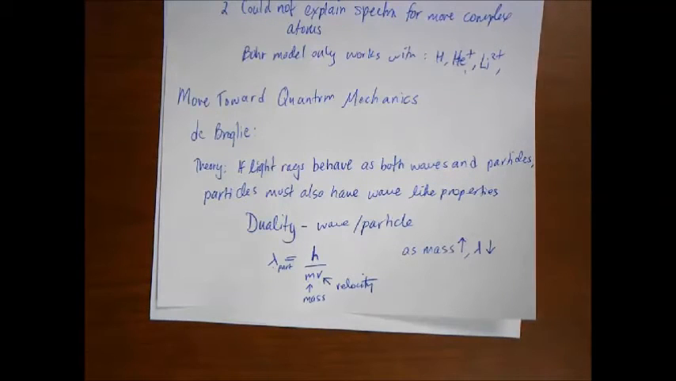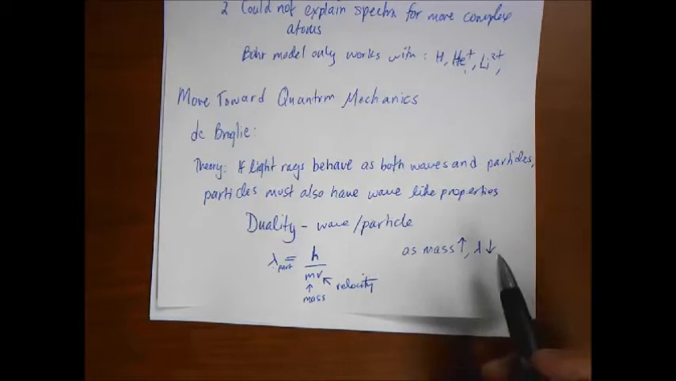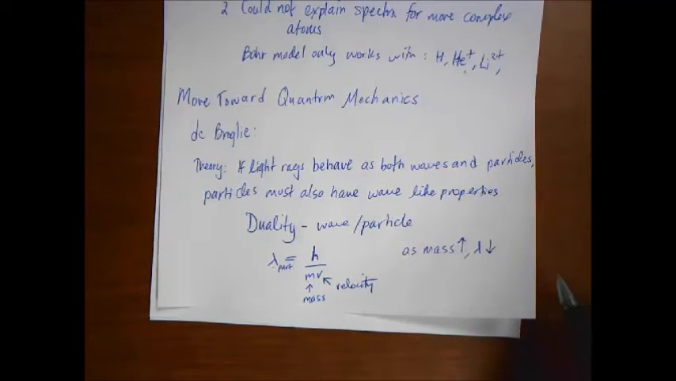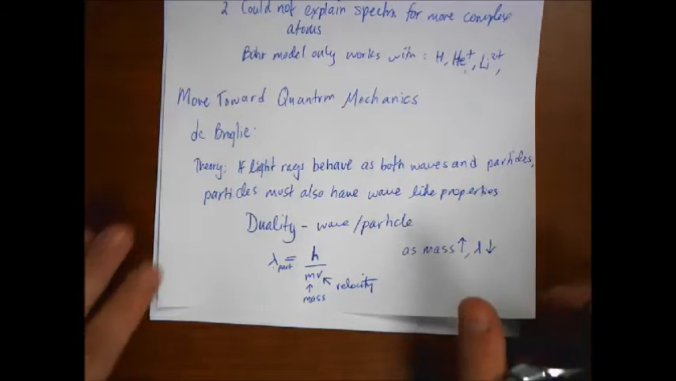Because we don't think of ourselves in our world. We don't think of a ball. When we throw a ball to a pitcher, we don't think of that ball as being a wave, because the mass is so large that its wavelength is almost insignificant. The only time this really becomes significant is when the mass is very, very small. And the time that mass becomes very, very small is when we start to deal with electrons.